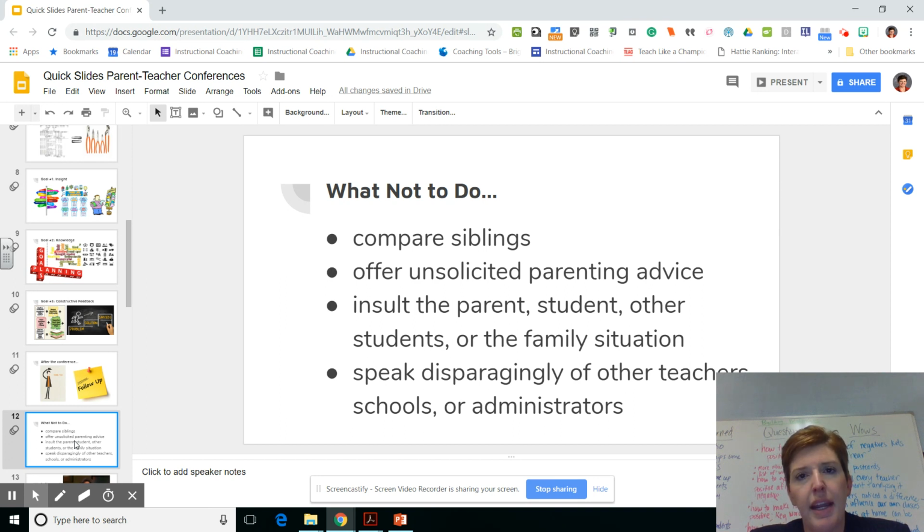Okay, so that one's kind of complicated because for little kids, some of the behavior management issues take place at home too. But things like your daughter's dating a jerk, probably not in the scope of what you need to be talking about. So try to stick to your area of expertise and don't offer unsolicited parenting advice. P.S. I learned that one the hard way. Don't insult the parent, the student, other students, or the family situation. Okay, so sometimes social situations come up that involve other children. It's best to just keep the focus on one kid and not risk getting into the gray, murky waters of how bad the other kids are.